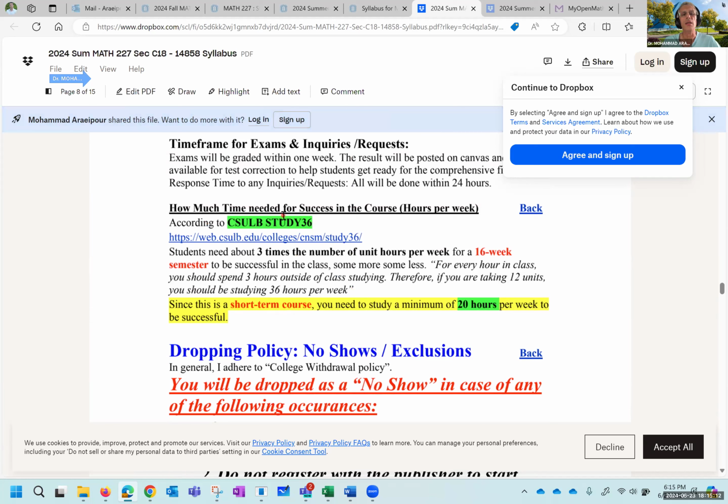How much time do I need to do well in this course? I refer you to CSU LB Study 36. Here's their website. In short, it says students need about 3 times the number of unit hours per week for a 16-week semester to be successful. But this is a short-term course. Now, 3 times 4 means 12 units for a 16-week. For a short semester such as summer, minimum of 20 hours a week.